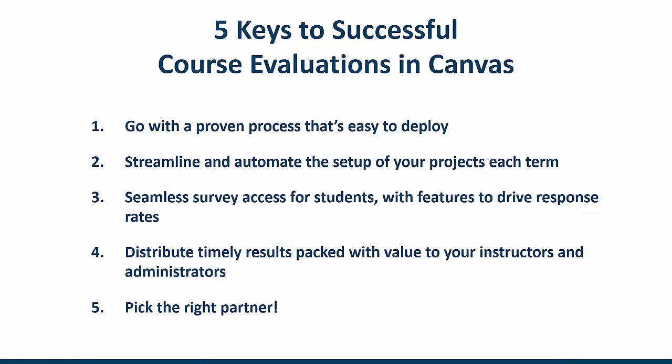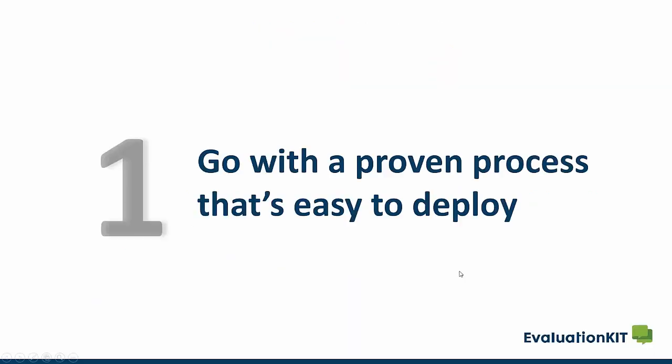So today we're going to talk about the 5 keys to successful course evaluations in Canvas. And they are to, number 1, go with a proven process that's easy to deploy; number 2, streamline and automate the setup of your projects each term; number 3, provide seamless access for your students with features to help you get a great response rate; number 4, distribute timely results packed with value to your instructors and administrators; and then of course, number 5, pick the right partner. So those are the 5 keys. We're going to explore each of those in order as we go through.